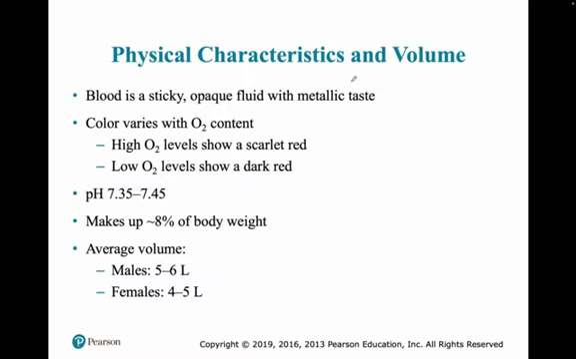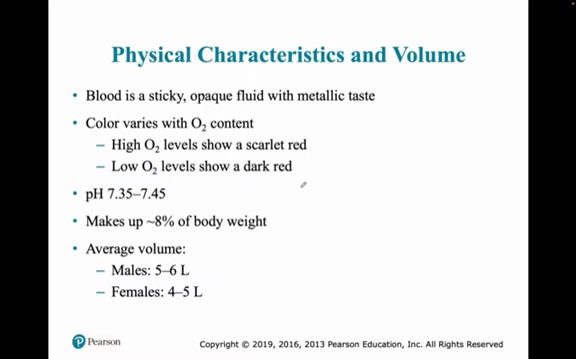Now, if I look at the physical characteristics of blood, I'm sure you've seen that it is sticky, it's an opaque fluid, you can't see through it, and of course there is a metallic taste and a metal smell that comes from it. Why is that? Because blood has metal. And what kind of metal? It's iron. So iron gives that metallic taste or smell. The color actually varies for blood. Typically if you have a high oxygen level in blood, it will be scarlet red. If it's low in oxygen, then it will be dark red.